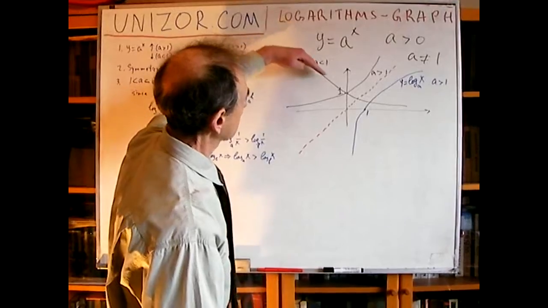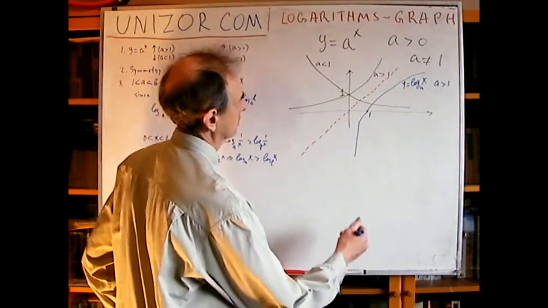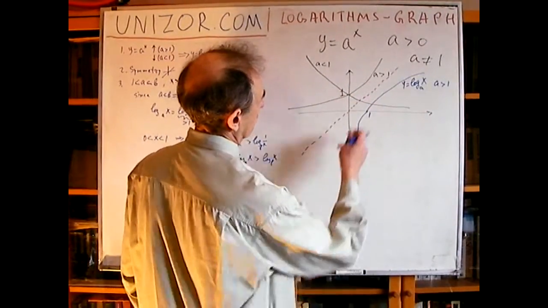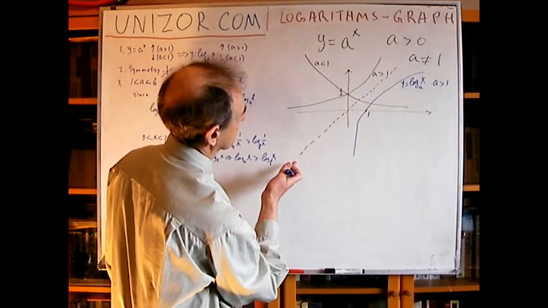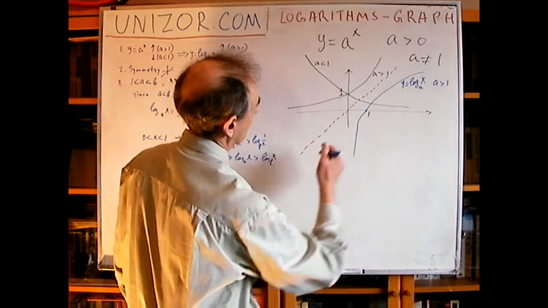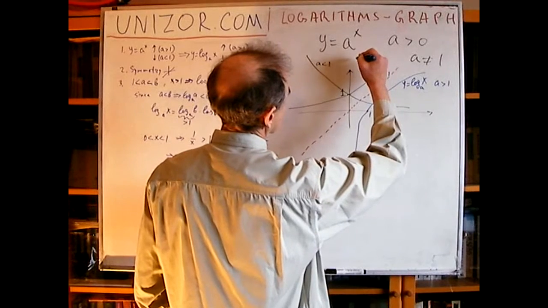Now, symmetrical to this line relative to this axis would be this.